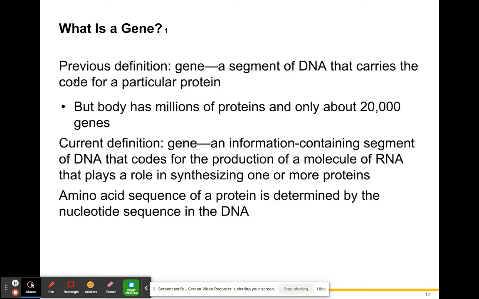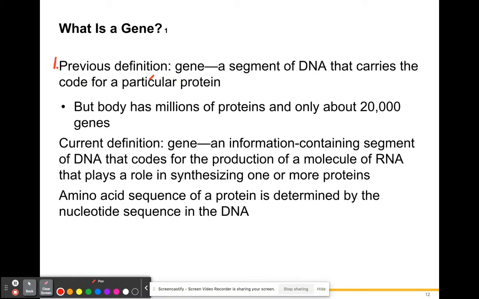Okay, so a minute ago I told you that a gene is an area of DNA that codes for a protein. So that was the definition of old. And I don't disagree with the new definition, but I don't see why it's so important to change it, but I get it, so I'm going to tell it to you. So, I've been teaching for 18 years now, and this was always my definition of a gene, a segment of DNA that carries the code for a protein.